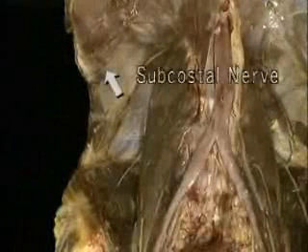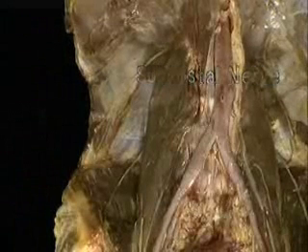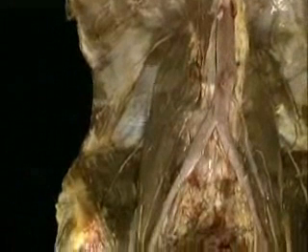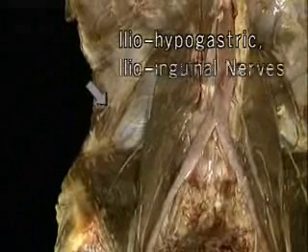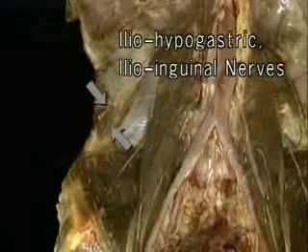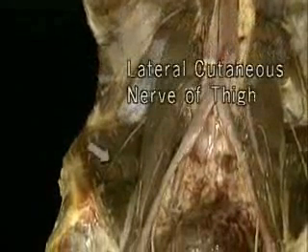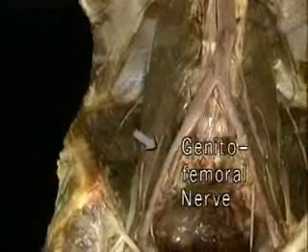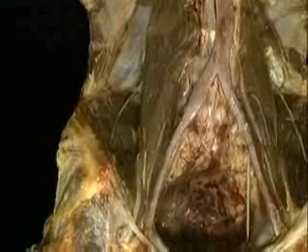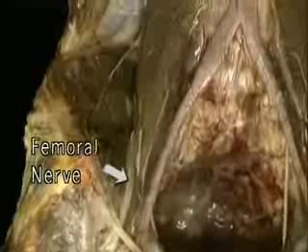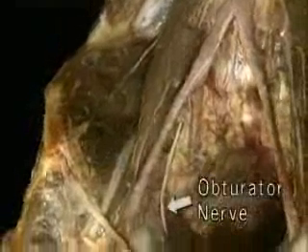Here are the subcostal nerve, which comes from T12, the iliohypogastric and ilioinguinal nerves, the lateral cutaneous nerve of the thigh, and the genitofemoral nerve. Between them, these provide sensation to the inguinal region and to the anterior part of the upper thigh. Here are 2 major nerves of the lower extremity, the femoral nerve emerging lateral to psoas major, and the obturator nerve emerging medial to it.